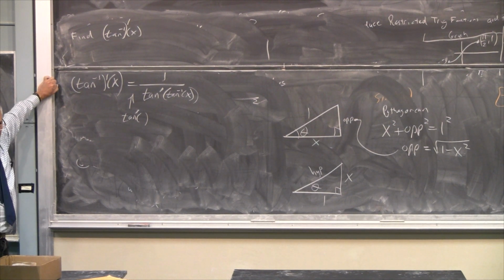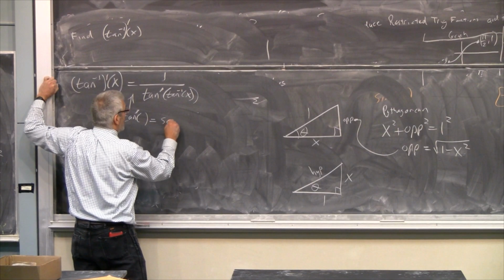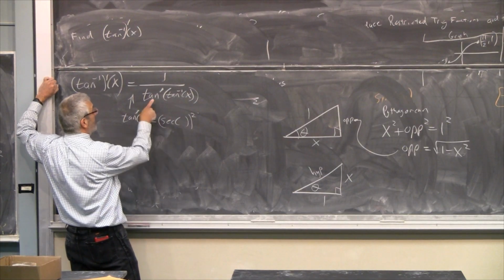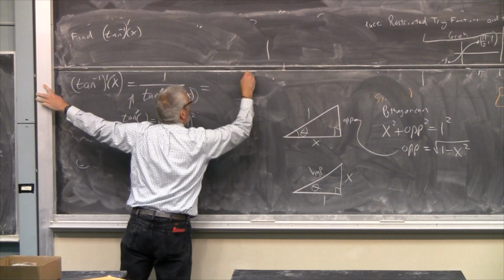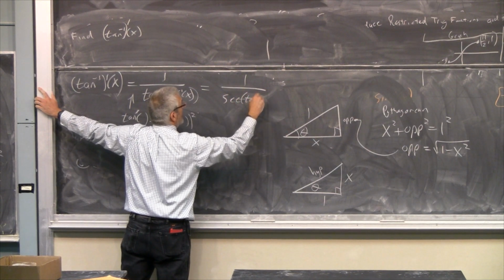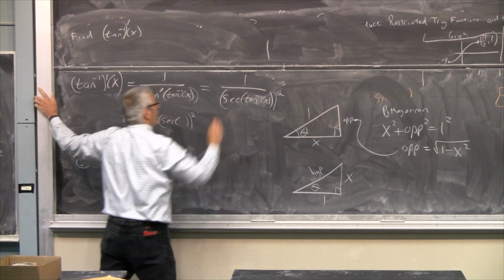So what would be the derivative of tangent of x? Yeah, which I would say is secant of x squared. So what would be the derivative of tangent of parentheses? Secant of parentheses. Wonderful. Secant of parentheses squared. So that's what that is. So this is going to be 1 over secant of tan inverse of x, that whole thing squared.